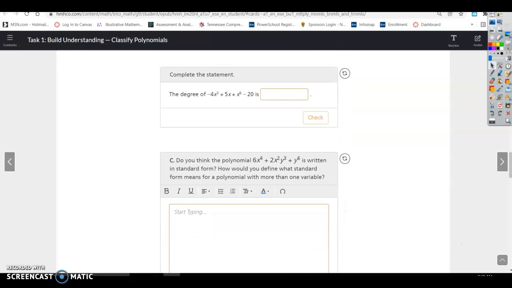All right, complete the statement. The degree of negative 4x cubed plus 5x^6 plus x to the 6 minus 20 is... so the degree comes from your highest exponent, so it would be a 6.